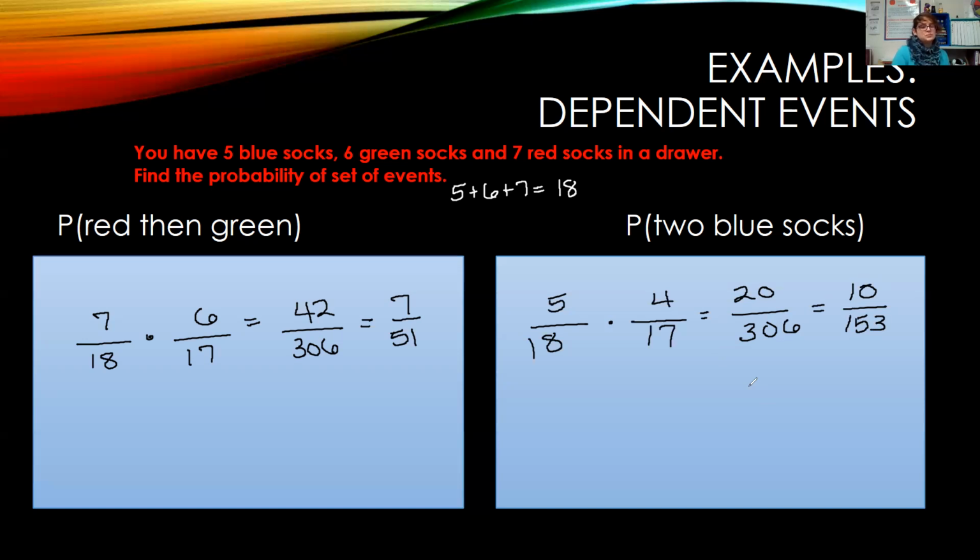Be very careful with dependent and remember that you're counting down in your denominator because there's fewer things happening. And your numerator counts down only if you're drawing the same thing twice.